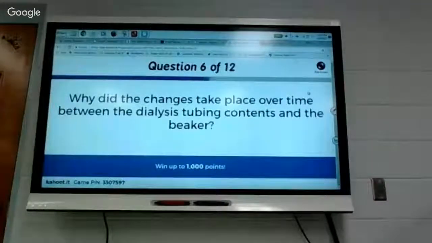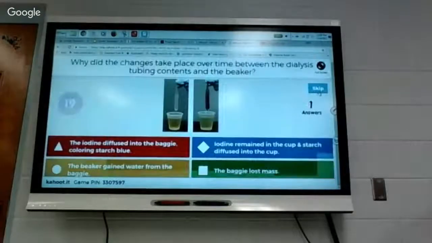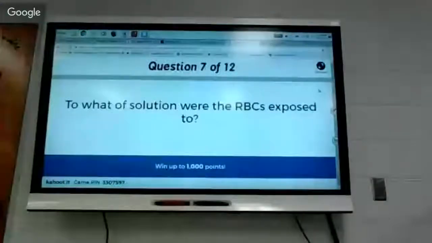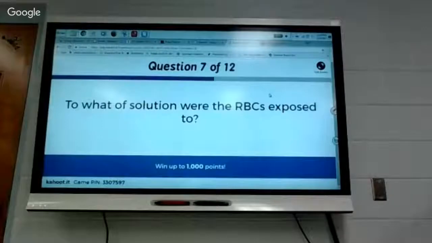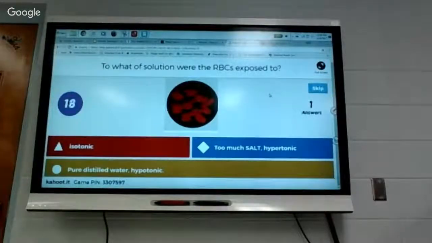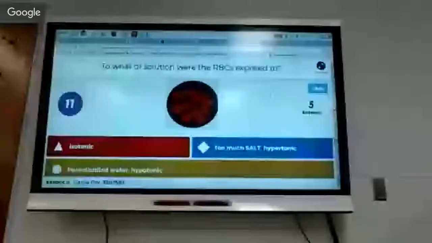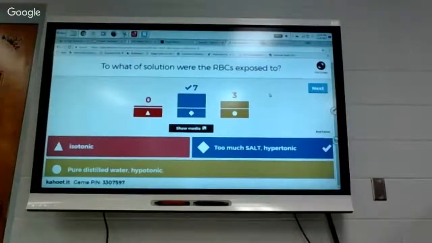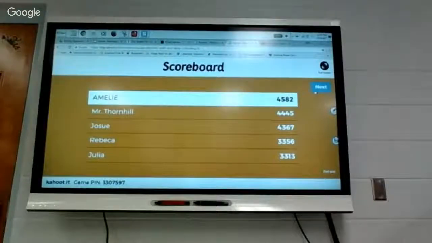Okay, what is that? So the red blood cells, what kind of solution were they added to that made them shrink like that, look like raisins?